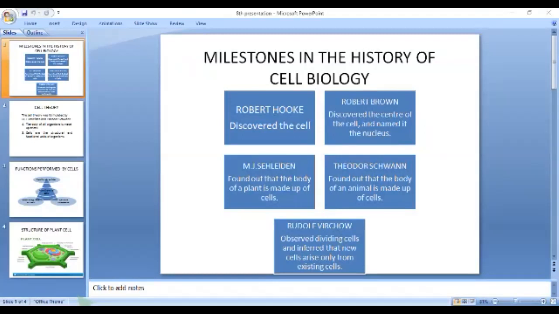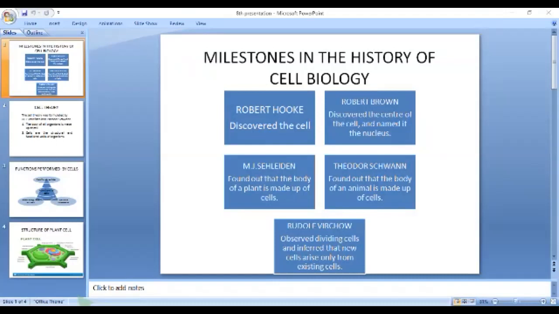Another scientist is Rudolf Virchow. Rudolf Virchow observed the dividing cells and inferred that new cells arise only from existing cells. So the cell is dividing and growth is happening. Only existing cells can divide and new cells are formed from them. He observed the dividing cells and concluded that new cells arise only from the existing cells. Is it clear for you?